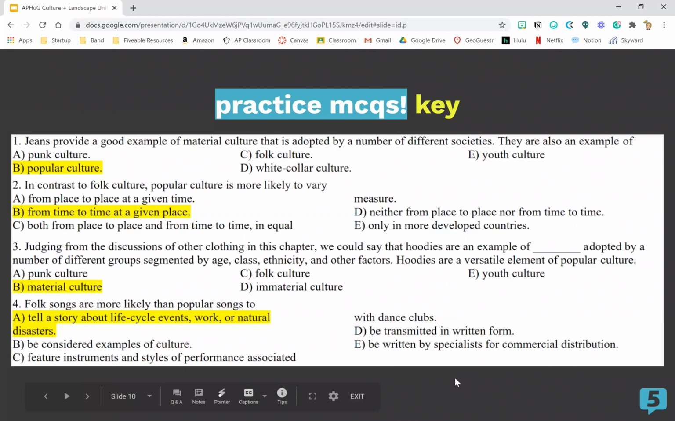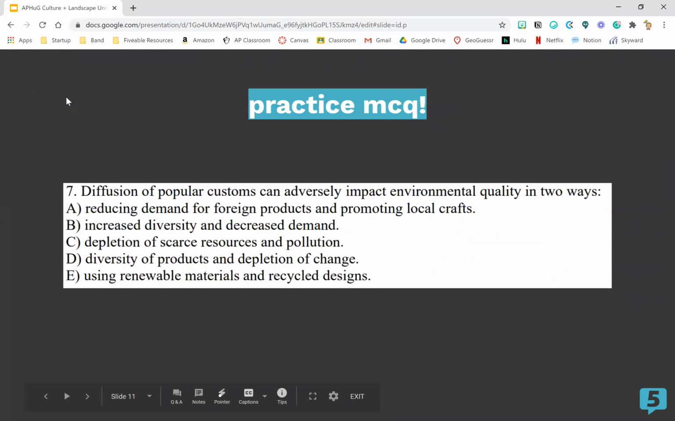C, feature instruments and style and performance associated with dance club. And definitely the opposite. B, be considered examples of culture. So when we're talking about folk culture versus popular culture, they're both culture. One of them is not less culture than the other. So all we're left with is A, just basically by process of elimination. So you guys can put this in the chat, but I'm going to work through it with you.